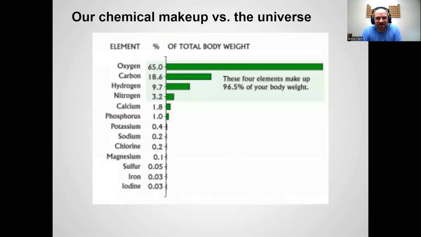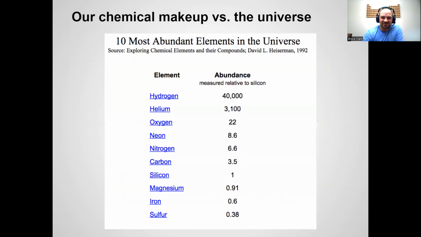Carbon, oxygen, hydrogen, nitrogen, that is 96.5% of your body weight. Then you get calcium and phosphorus, think about your bones, but the majority of you is water, right? So hydrogen and oxygen, and then carbon and nitrogen make up the rest there. So tons of stuff there.